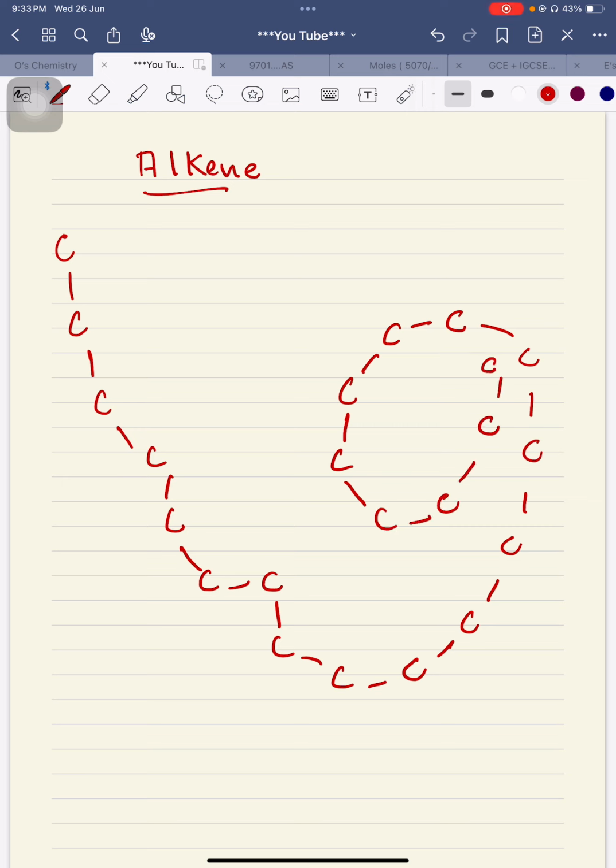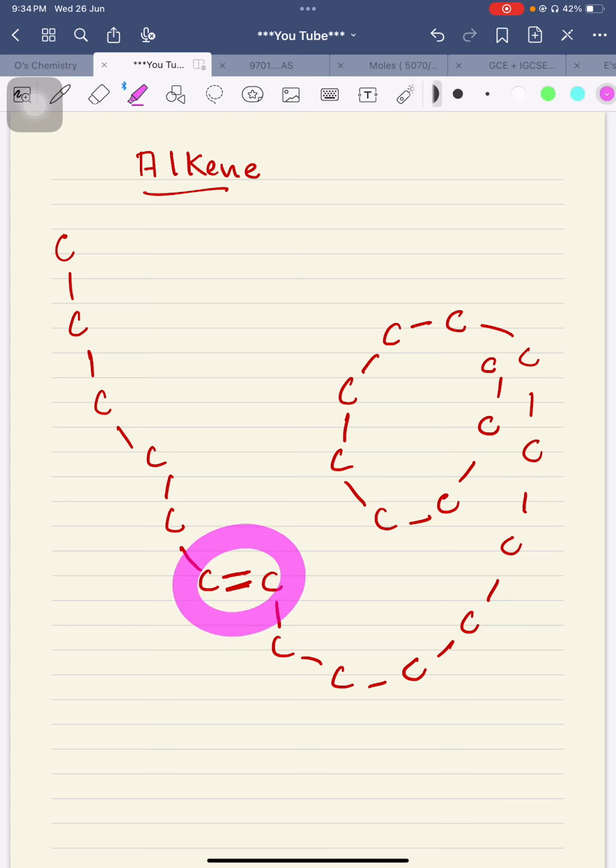Okay, so how many carbon atoms are there in this carbon chain? 22. Is this a chain? Yes, this is a chain. Why? Because 22 carbon atoms are attached with each other, making a chain type of structure. Out of all these, there are only 2 carbon atoms which are attached through a double bond.